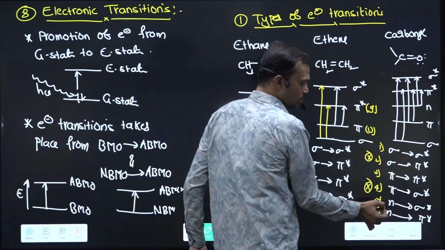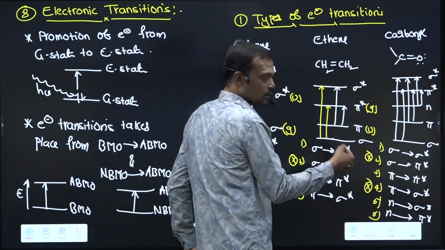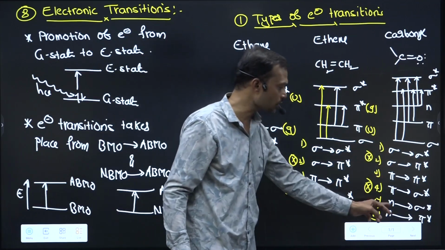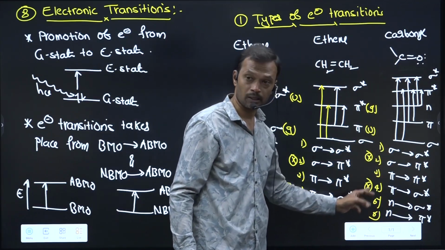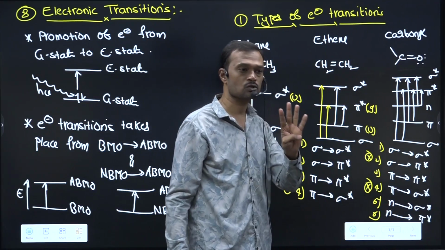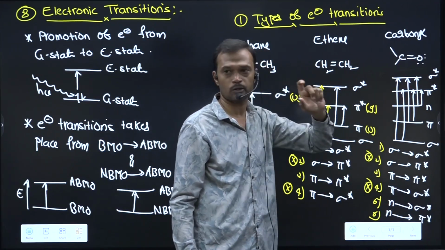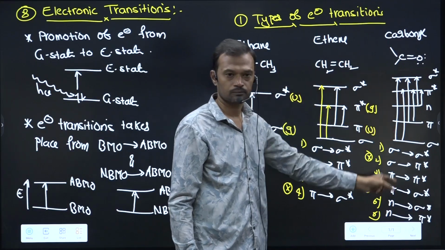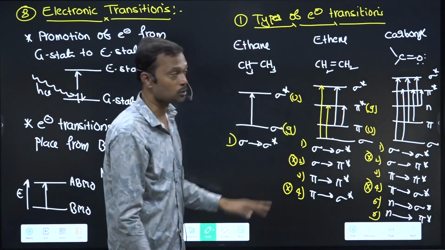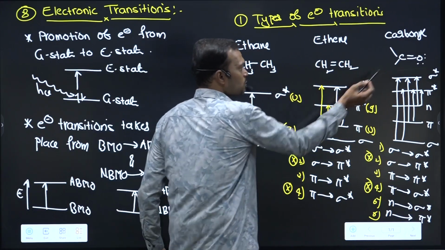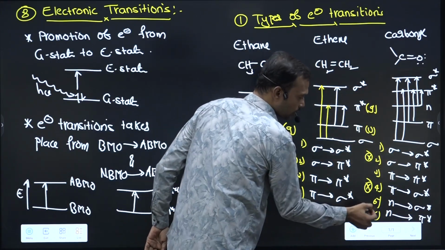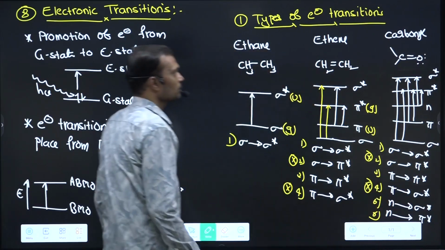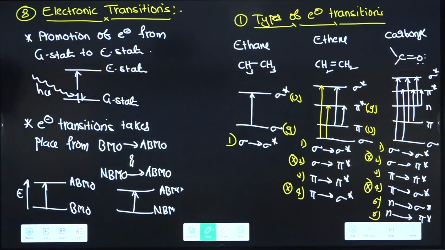Sigma to sigma star and n to sigma star are high energy. That much amount of energy we are not providing. That's why, due to insufficient energy and the presence of symmetry, 4 electronic transitions are not possible for carbonyl, only 2 are possible. What are they? N to pi star and pi to pi star. Okay, these are the overall 6 possible electronic transitions, and especially for a carbonyl compound only 2 are really possible: n to pi star, pi to pi star. Right.